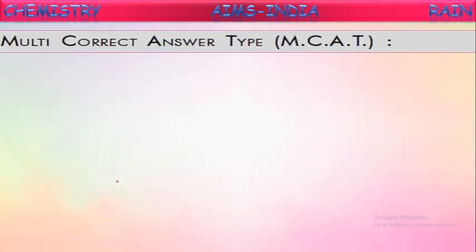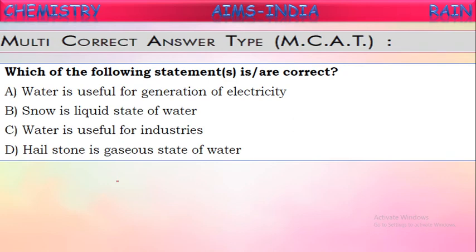Next, multi-correct answer type questions. Here also there will be objective questions, but here there may be one or more than one correct answers. So let us observe all the options carefully and we have to select all the possible correct answers for each question. See question 1. Which of the following statements are correct? See the statements given. Water is useful for generation of electricity.